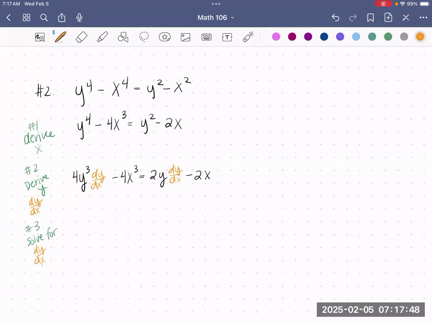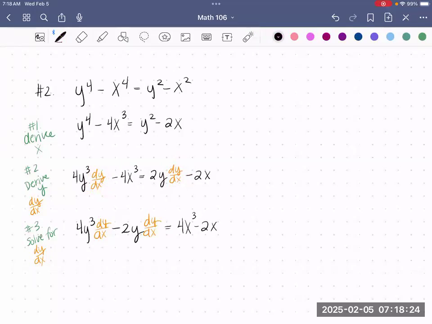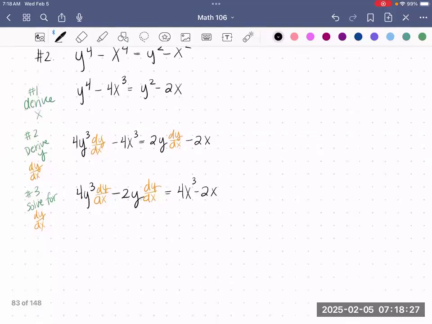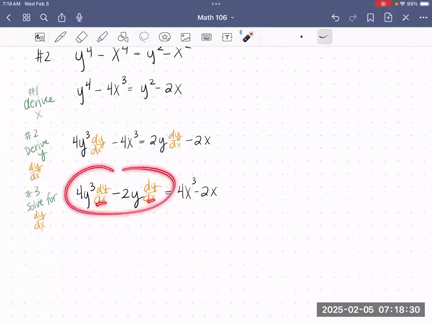Treat it as a variable. Well, what would you have done in the past if you've had this sort of variable? Well, there's two of them. They're on opposite sides, so get them to one side. So that just means bringing your 2y dy dx over. These both have dy dx. Perhaps you add 4x cubed to the other side. Now start to simplify. What can we do on this side if we have two of the same term?